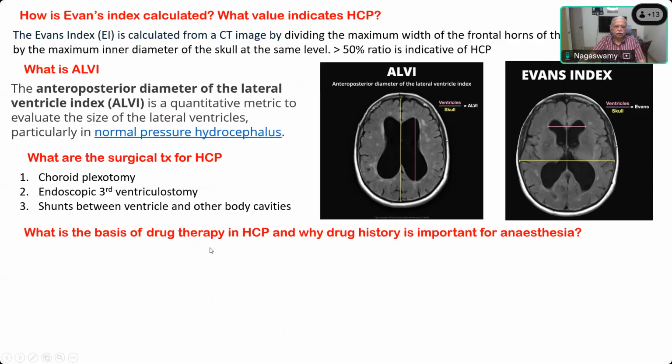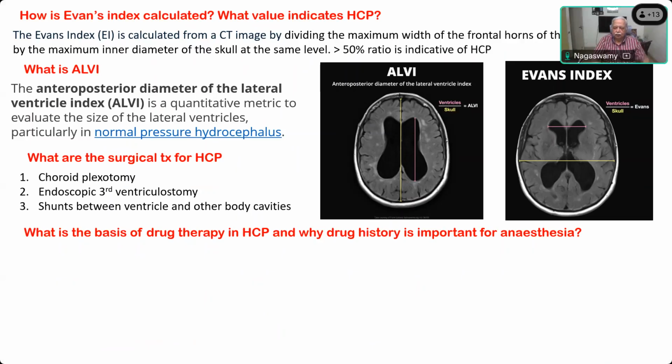And what is the basis of drug therapy in hydrocephalus, and why is drug history important for anesthesia? You said anticonvulsant, but is there any diuretic therapy also? Acetazolamide, diuretics. Both furosemide and acetazolamide have been prescribed. What is the basis of treating that? Sir, to bring down the cerebral edema. If there is cerebral edema, we want to reduce the volume. We want to decrease the ICP.